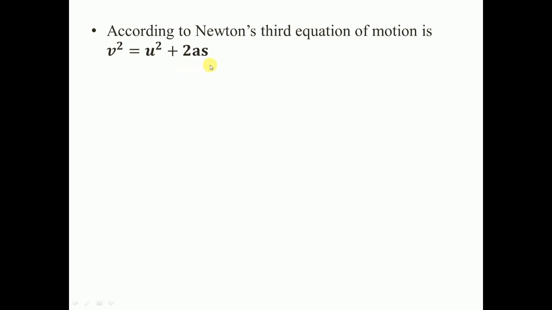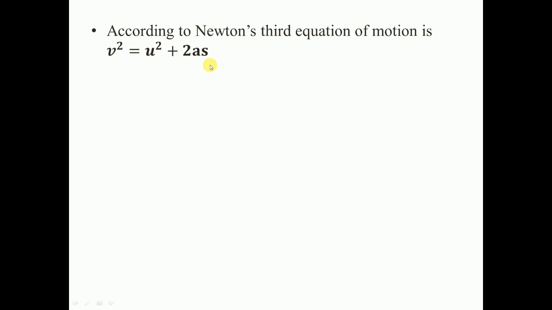Now while throwing a ball, the initial velocity is not 0 here. The initial velocity will be u. But when the ball reaches its maximum height, the final velocity here becomes 0. Second thing, the force acting on the ball is nothing but the force of gravity, right?